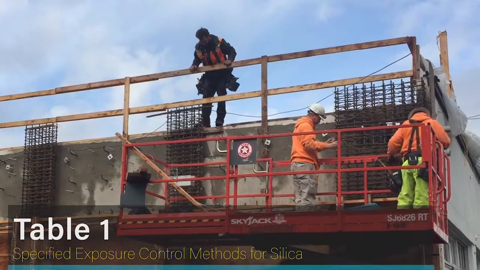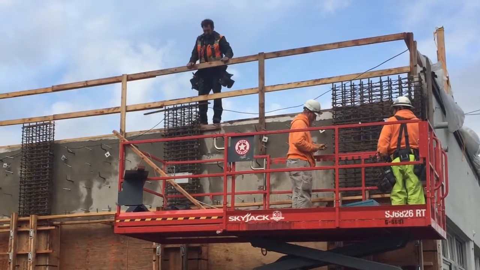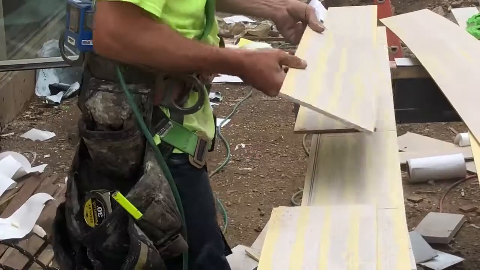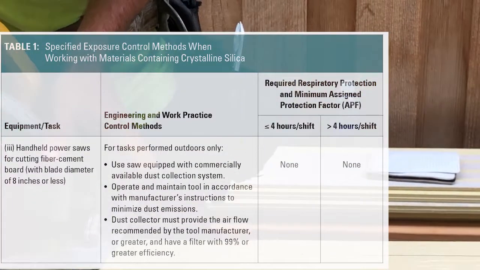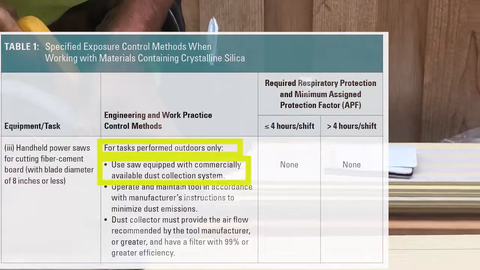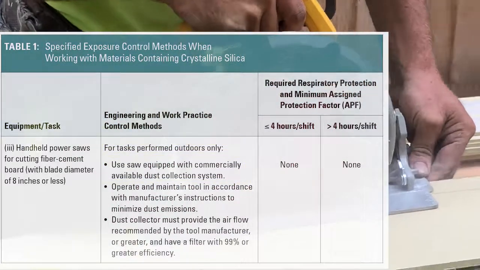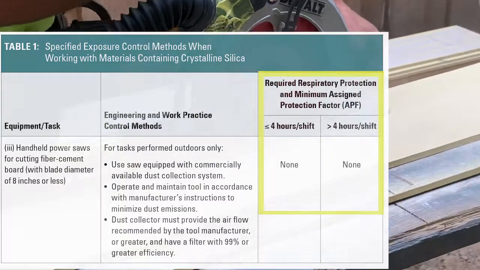If the employer fully implements all the exposure controls listed in Table 1, no exposure monitoring or additional work controls are required. For example, Table 1 requires that cutting of cement fiber board be done outside, with a manufacturer-recommended dust collection system. If this is done, the employer does not have to perform any exposure monitoring, and respirators are not required.